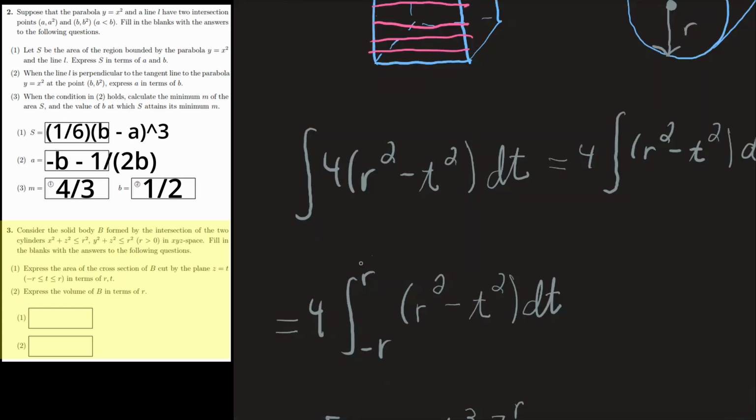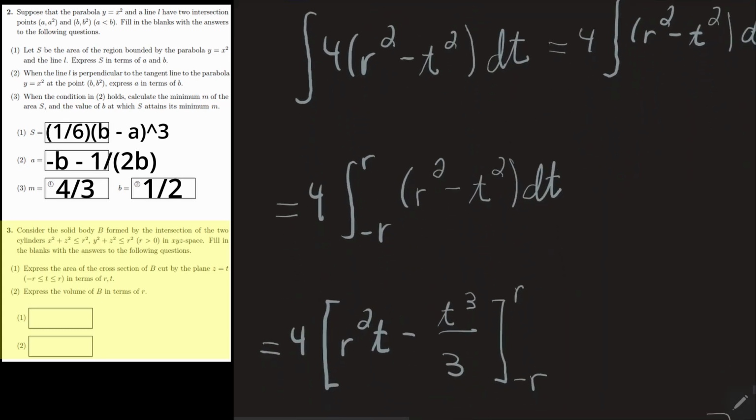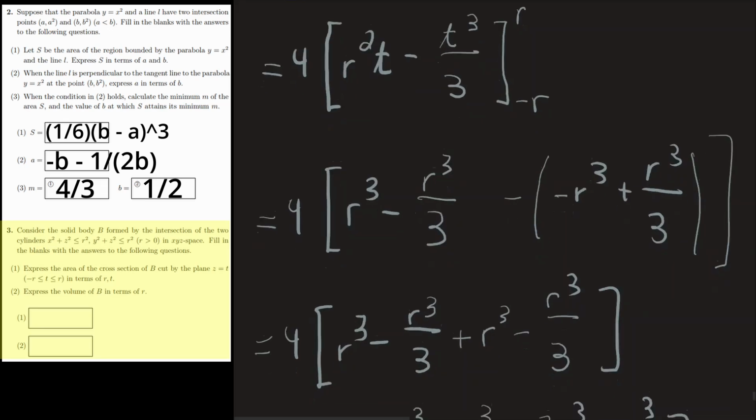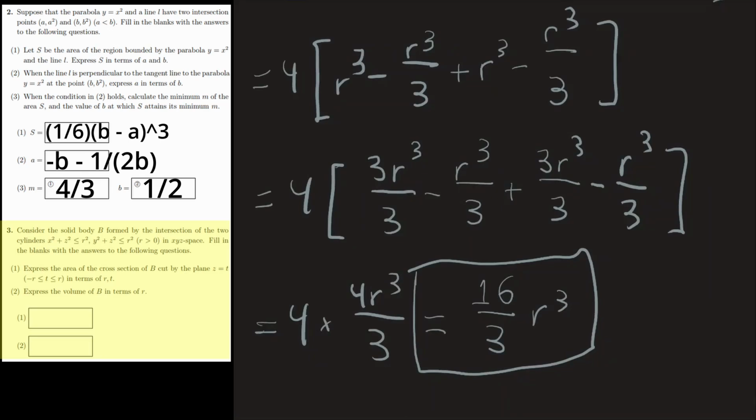So this is what our integral looks like. As you see, I pulled out the 4, which you can do because it's just a constant you're multiplying by. And so we just use the power rule here. It's a pretty simple integral. And so now we just plug in the values r and negative r. I'm not going to go through every step, but you can pause to look if you want to see what I did exactly. And so if you plug in these values and then simplify, you end up with 4 times 4r cubed over 3, which equals 16 over 3 r cubed. And that is the volume B, and that is the final answer to our question.